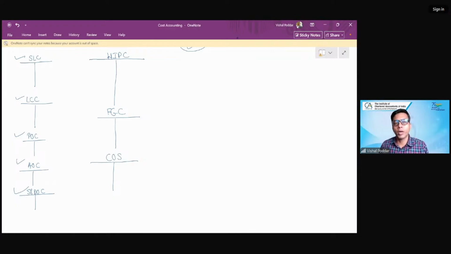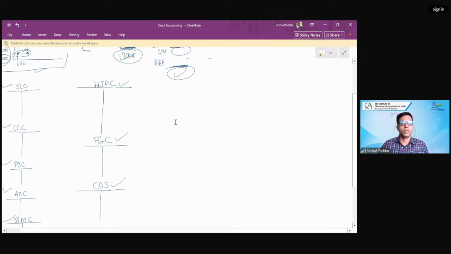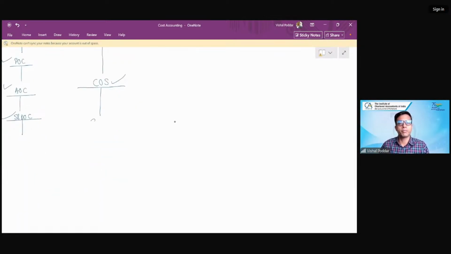So for every product, you will be preparing an independent WIP in the WIP ledger. However, here in your main cost ledger, you will be preparing the WIP control. Same thing for each product: you'll have separate finished goods in the finished goods ledger. Here you will have a consolidated account for all products, that is why finished goods control, and similarly cost of sales. And then after this, you have the cost P&L.